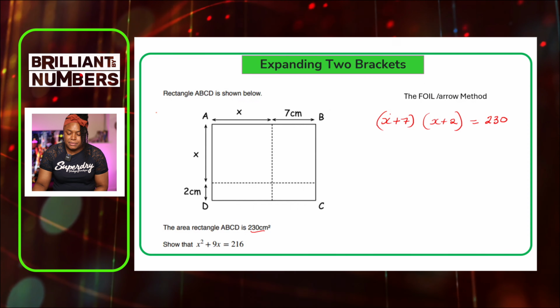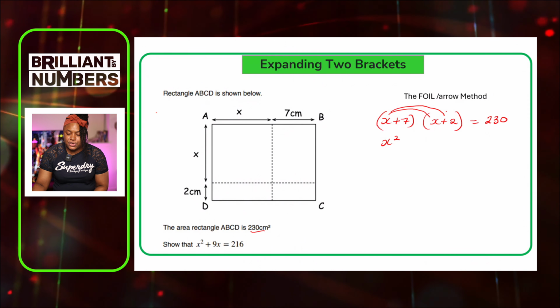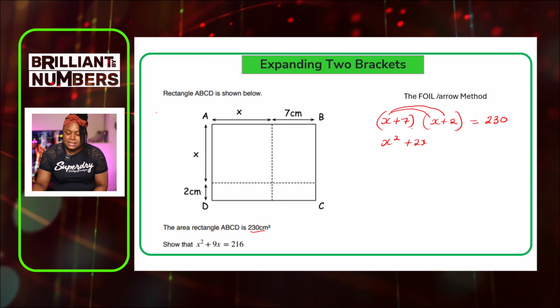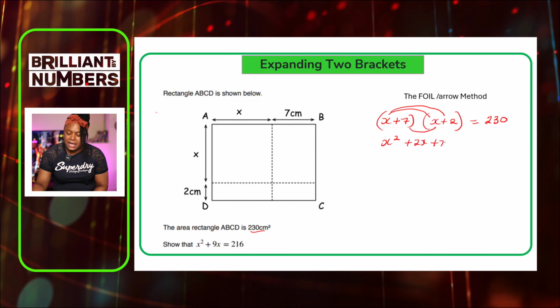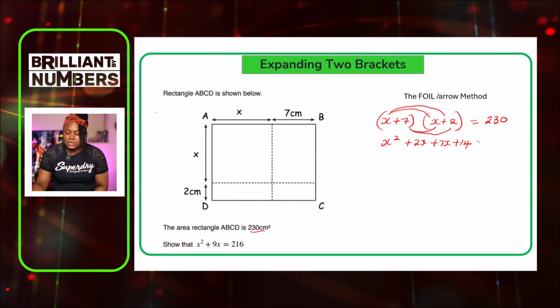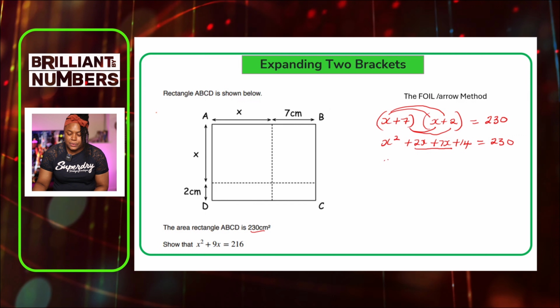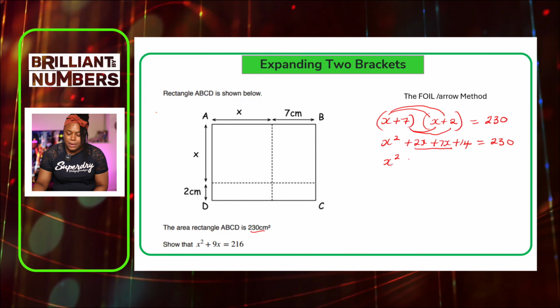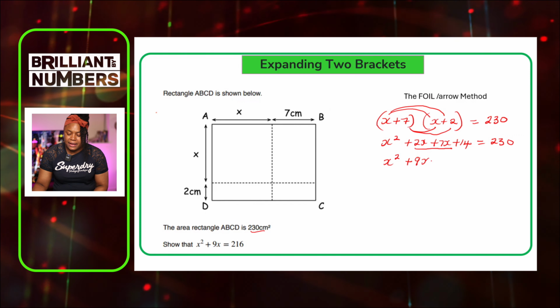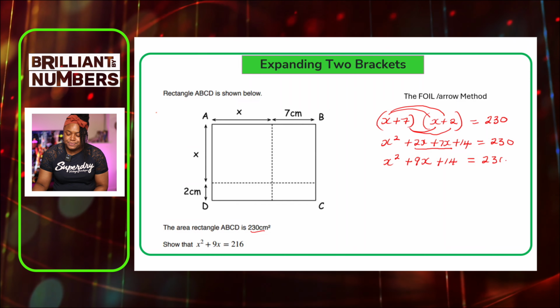So let's expand our bracket. X times x is x squared. X times 2 is 2x. 7 times x is 7x, and 7 times 2 is 14. We're going to now simplify. So in the middle, we simplify. So that's x squared plus 9x plus 14 equal to 230.